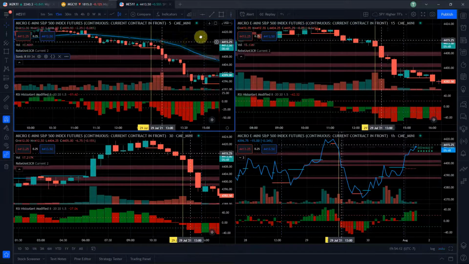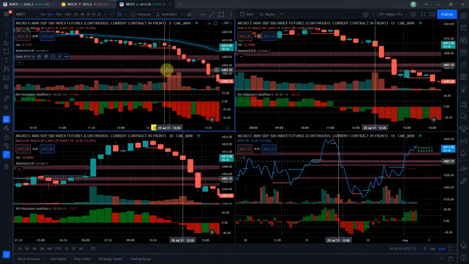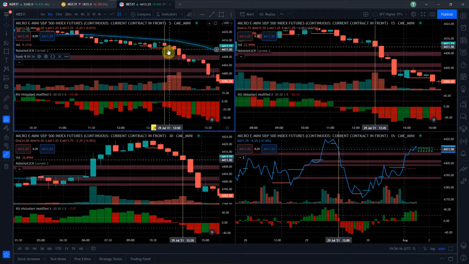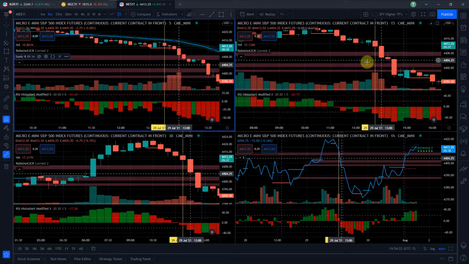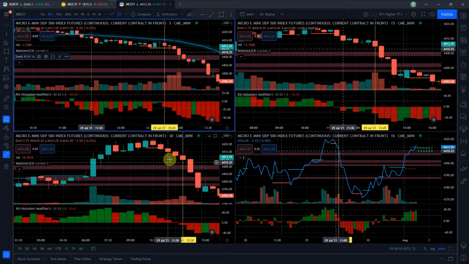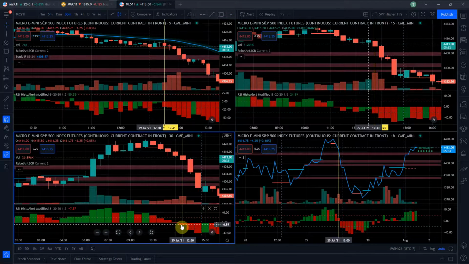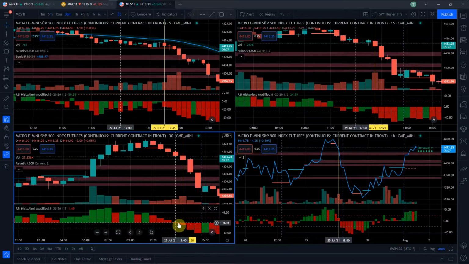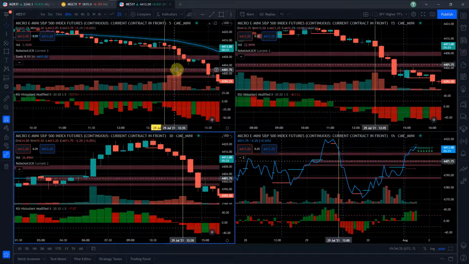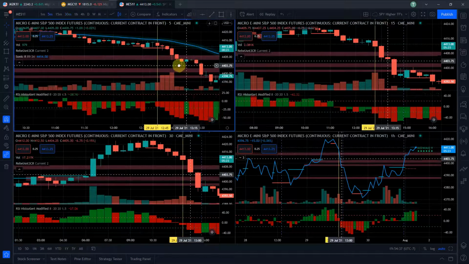Okay, so again, make sure everything's in alignment. We have the break of the 20 level here in this area. Cool, so we still have 5 minute alignment. Now we have the 15 minute in alignment. We go over to the 30 minute, and the 30 minute is in favor with us. It's on the downside to the short side, and we have everything else in alignment. So where do we take our trade?